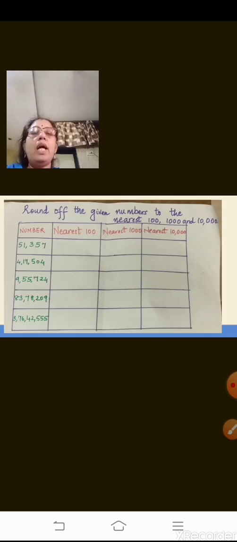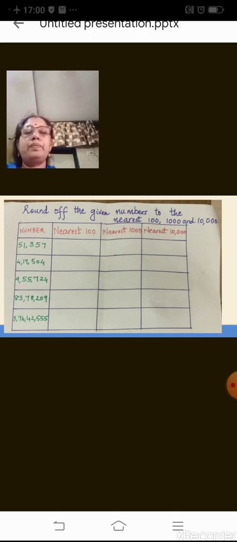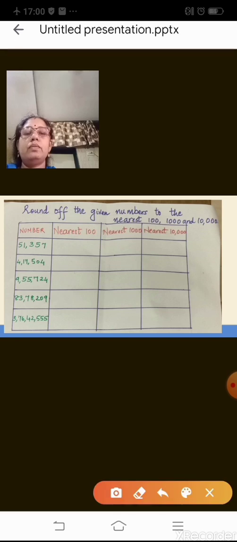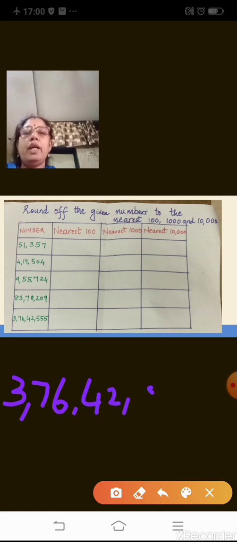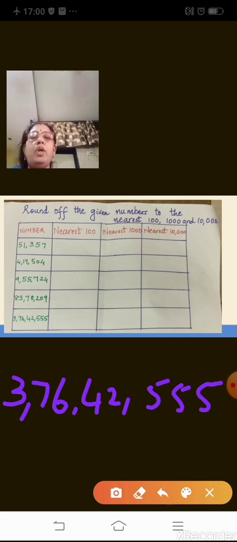Now same thing for the last column also, nearest 10,000. I'll just show you one example, the last one. 3 crore 76 lakh 42,555. Now you have to round up the number to the nearest 10,000.